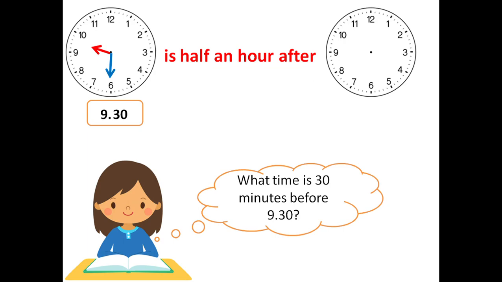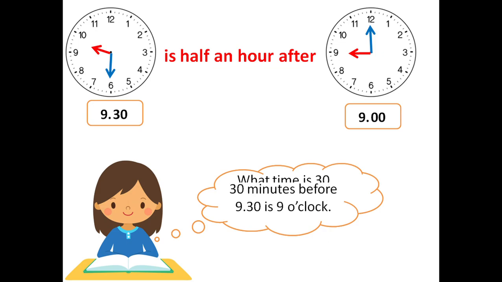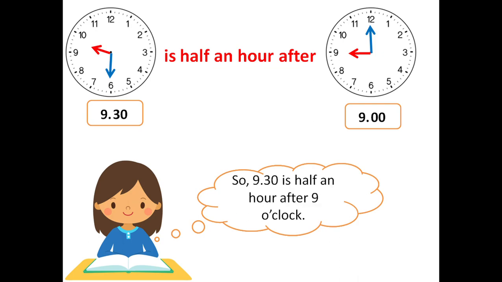So now the longhand is in 12 and the shorthand is still in 9. Because the shorthand is in 9, you write 9 first, and then the longhand is in 12, so you write 00. So 30 minutes before 9:30 is 9 o'clock, or 9:30 is half an hour after 9 o'clock.